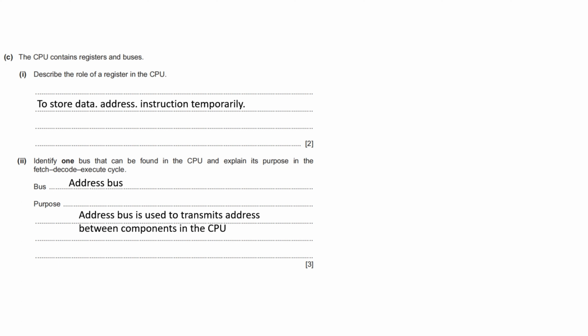The CPU contains registers and buses. Describe the role of a register in a CPU. So a register is a type of storage that is used to temporarily store data, instructions, and addresses.